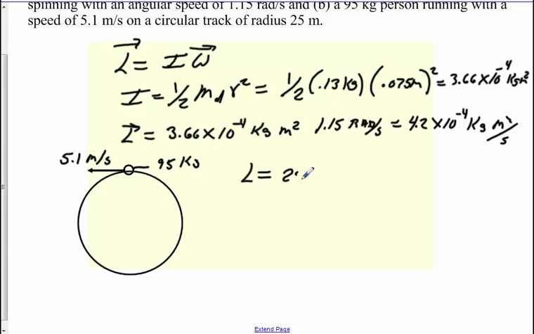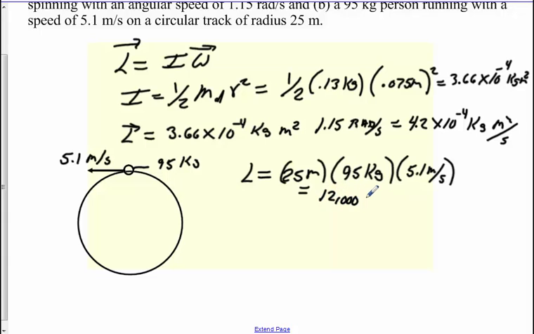So I take 25 meters, multiply it by the mass of the person, 95 kilograms, times the velocity of 5.1 meters per second. And in this case, I will get a value of 12,000 kilograms meters squared per second.